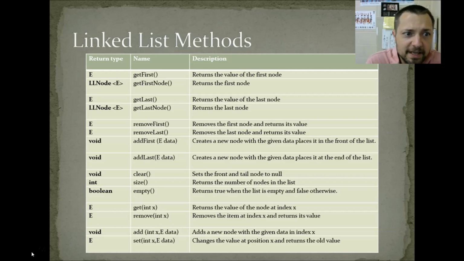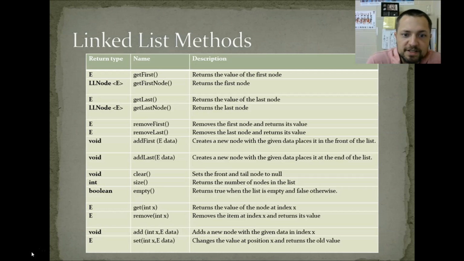The methods we're going to have to write: get first, that one's pretty easy, it just returns the value of the first node. Then we have one that returns the actual first node. Then we have the same thing for last. We have remove first, it would remove the first node and return its value. We have remove last, does the same thing.